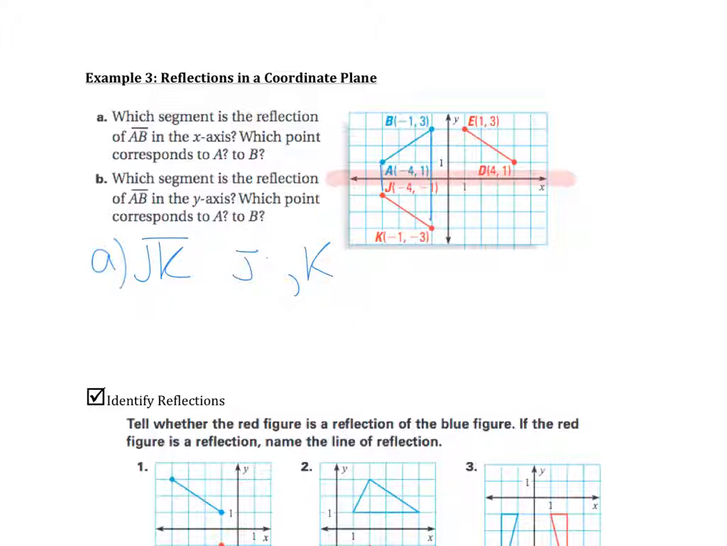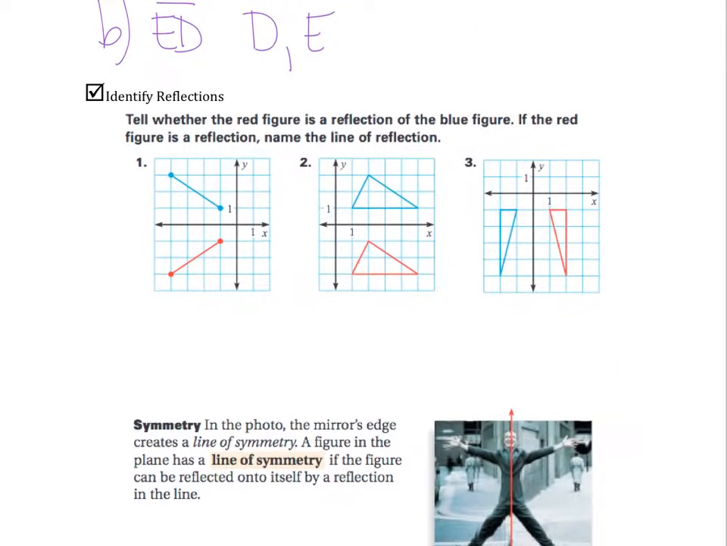Okay, and B. Now we're looking for the y-axis. Which one's reflected across the y-axis? And we have ED. What corresponds to A is D and B is E. So you go ahead and try these. Just determine whether or not it's a reflection, and if it is, what the line of reflection is.